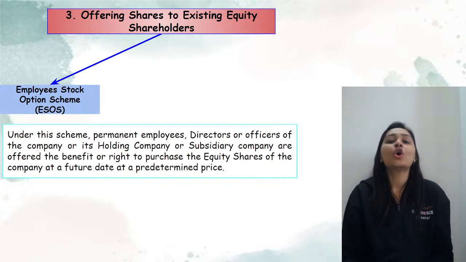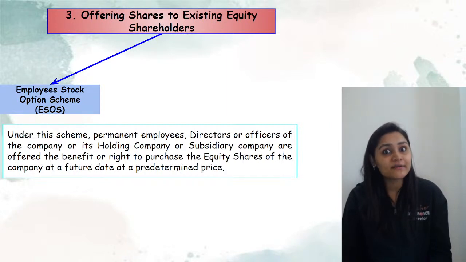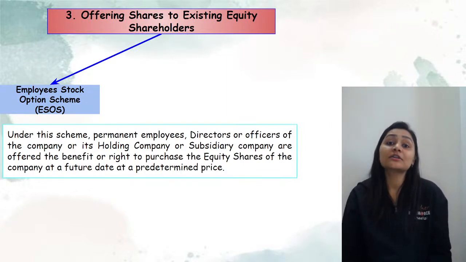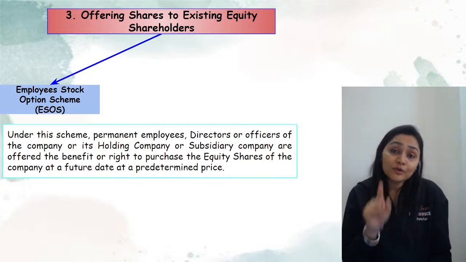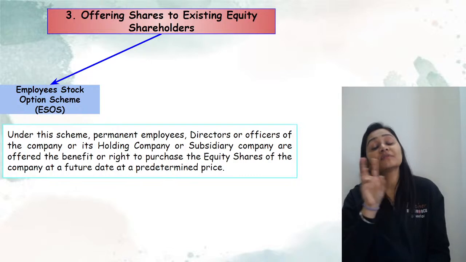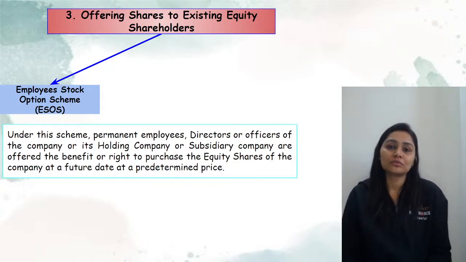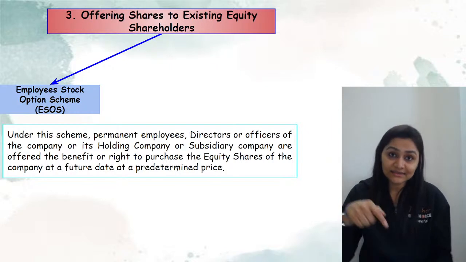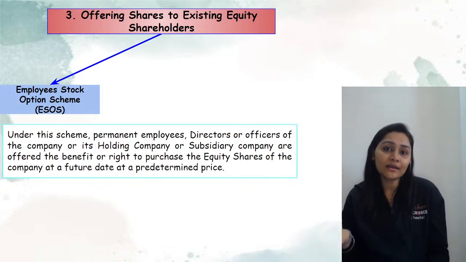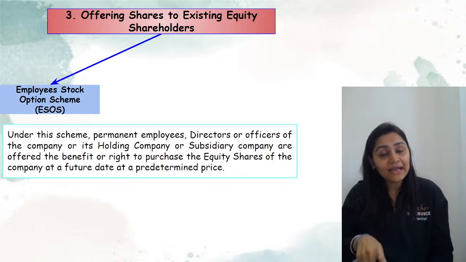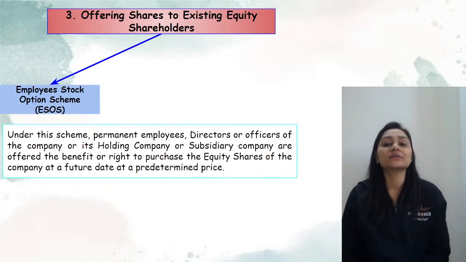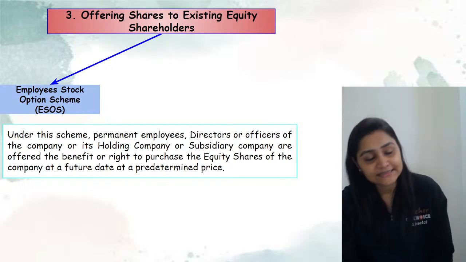So what is happening here? All those people who are the employees, the permanent ones, directors or the officers or the persons of a subsidiary of the main company, are allowed to have these equity shares purchased for a price, but this price is decided today. Meaning the price that shows in the stock market, we are not going to talk about that. We would have a price defined and decided today, and these people will buy it later on a specified date. That is ESOS, Employee Stock Option Scheme.